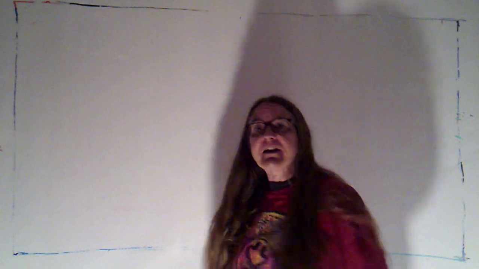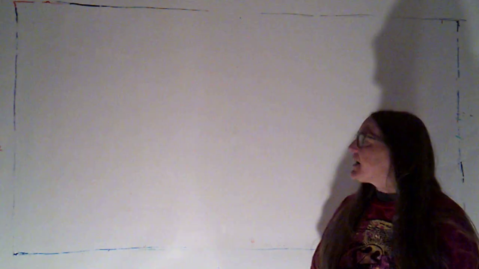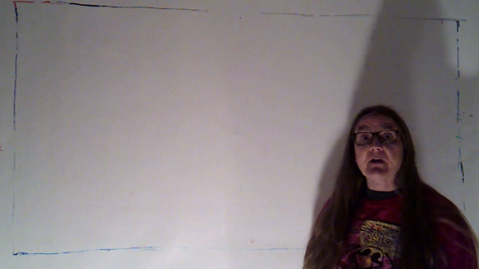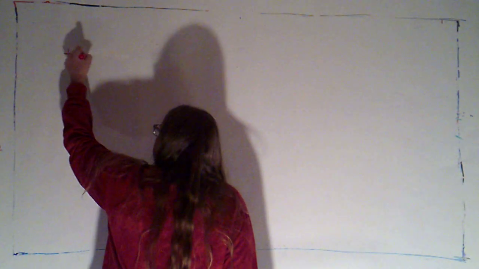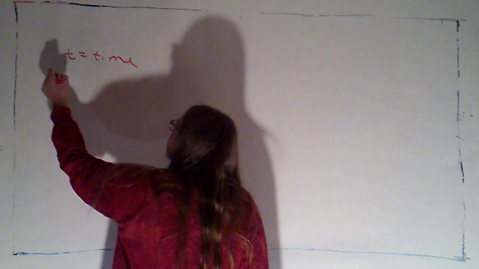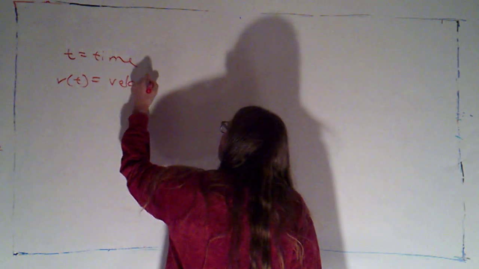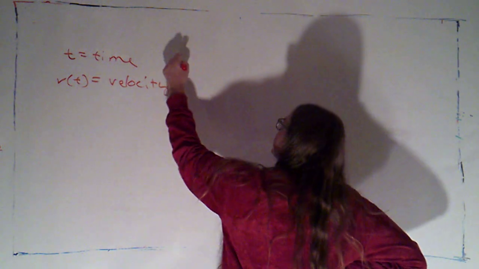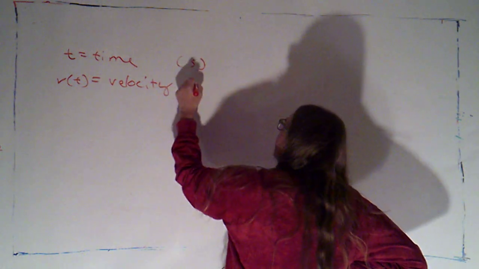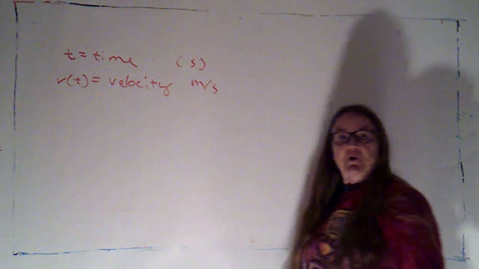Okay, so the title of this section is Area and Distance. And so far we've talked a good bit about area, but not at all about distance. So, if I have t representing time, and I have v of t representing velocity, let's just say time was in seconds and velocity was in meters per second.